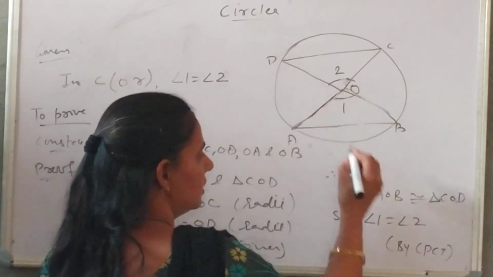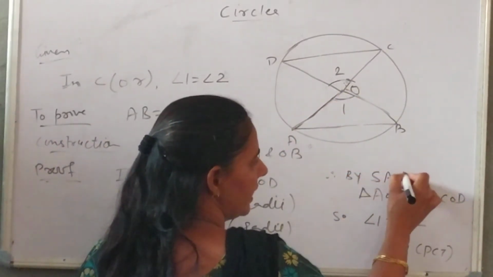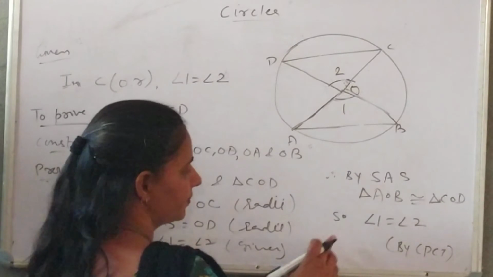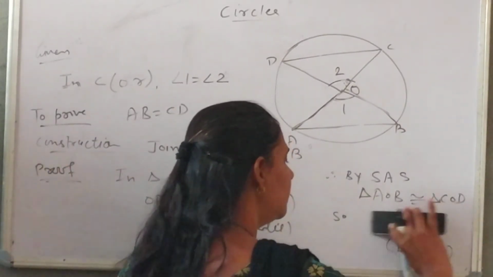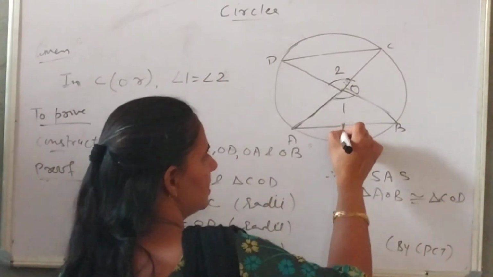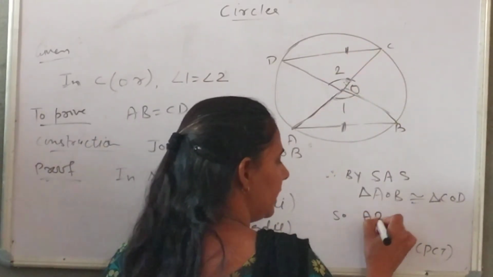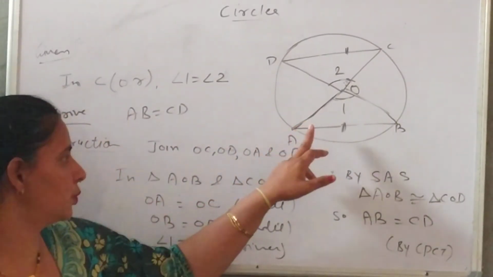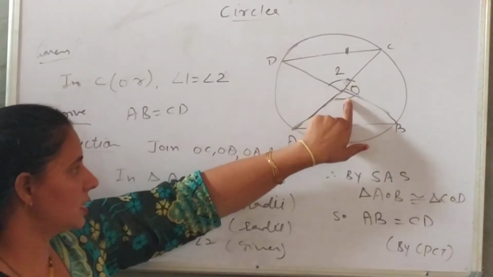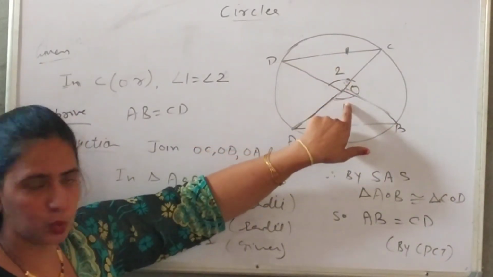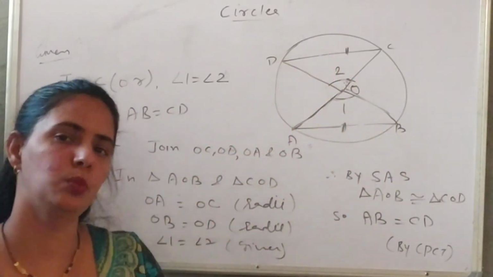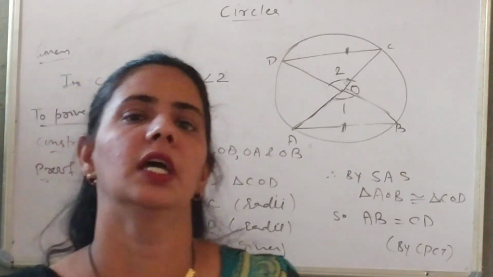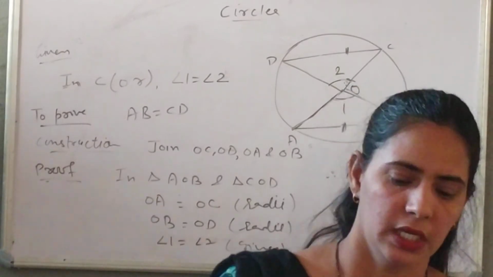Side, angle, side. Therefore by SAS criteria of congruency, we can say triangle AOB is congruent to triangle COD. So by CPCT we can say line segment AB is equal to CD. Hence we have proved that if angles subtended by chords at the center are equal, then the chords are equal. And in 10.1 we proved that if the chords are equal, then they subtend equal angles at the center. If angles are equal, then the chords are equal.